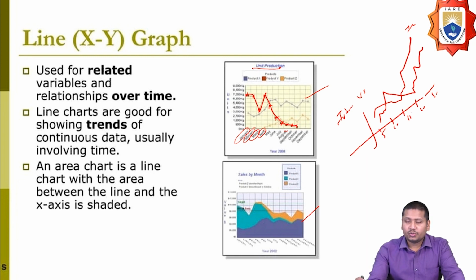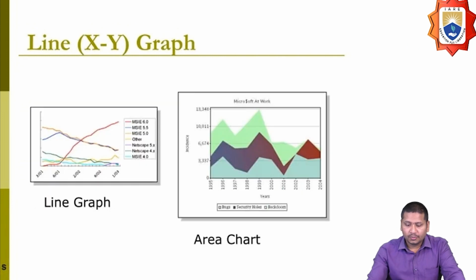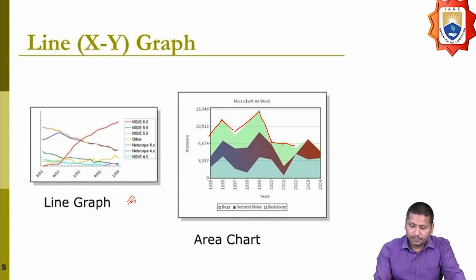The area chart is also a line chart, with the area between the line and the x-axis shaded. The line graph I showed here is the view of the line chart, and the other kind of graph we have is the area chart, where the portion under the line is covered. We have different types like this.